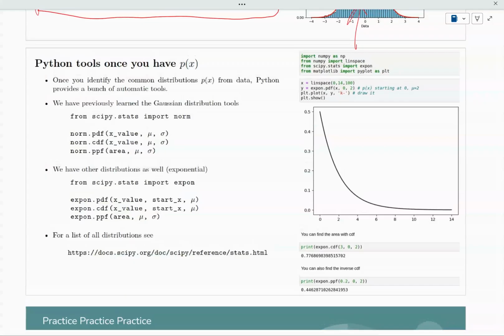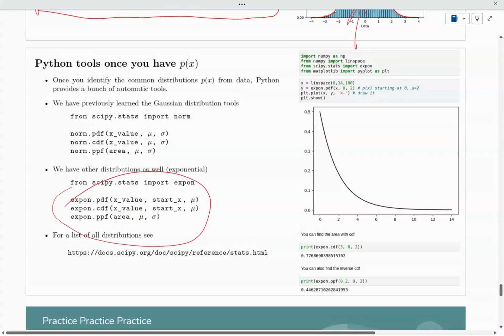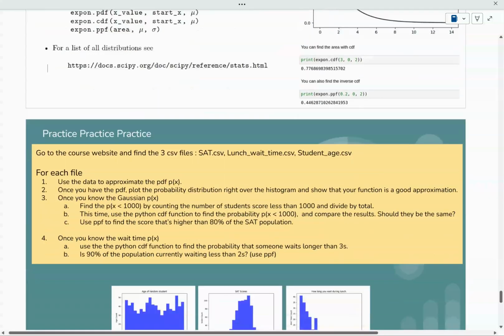Yeah, so this one is exponential. This is more of the same thing I talked about previously.